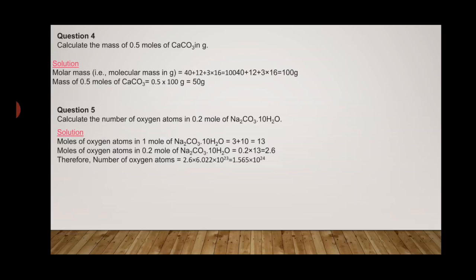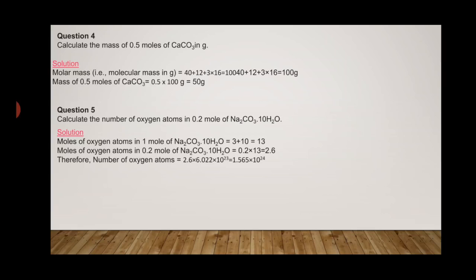Now question number 5, calculate the number of oxygen atoms present in 0.2 mole of sodium carbonate decahydrate. Then what will we do? We will take out the mole of oxygen atoms in 1 mole of sodium carbonate decahydrate. Here, just look at this, 3 atoms of oxygen are there and here 10 atoms. So the total number of oxygen atoms present in this formula is 13. So the mole of oxygen atoms in 0.2 mole of sodium carbonate 10H2O is 0.2 into 13, it will come 2.6.